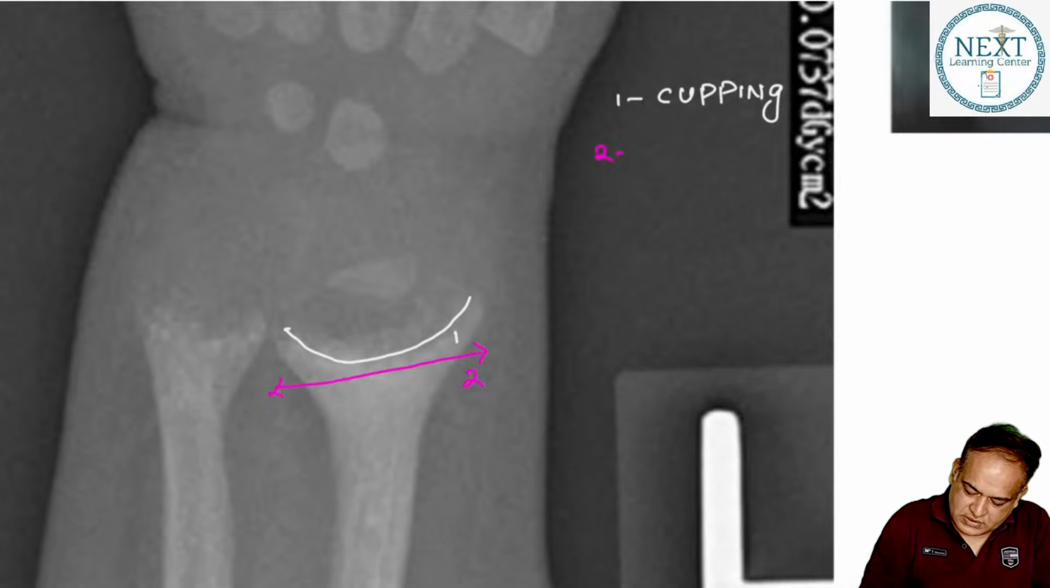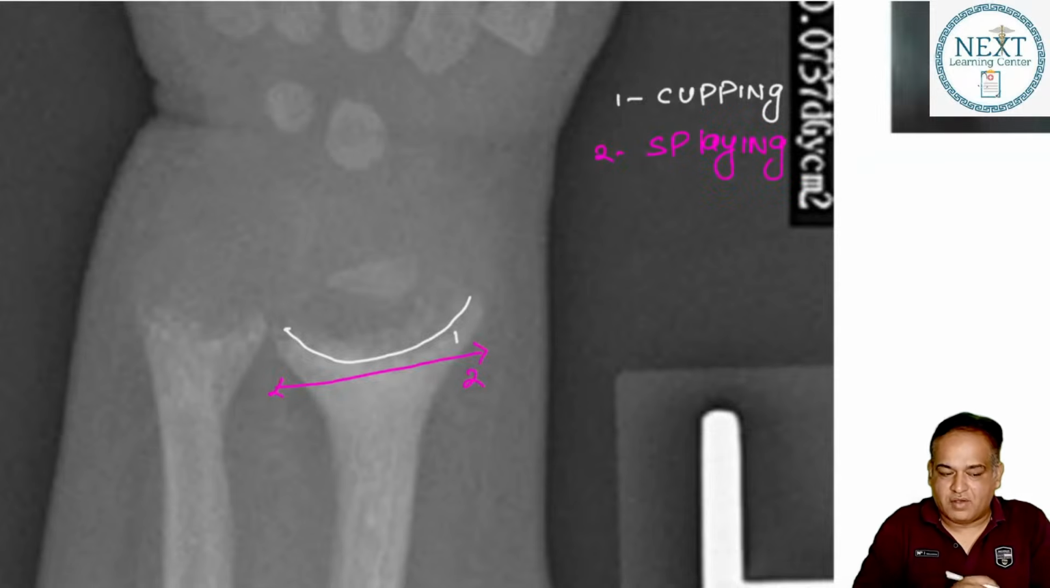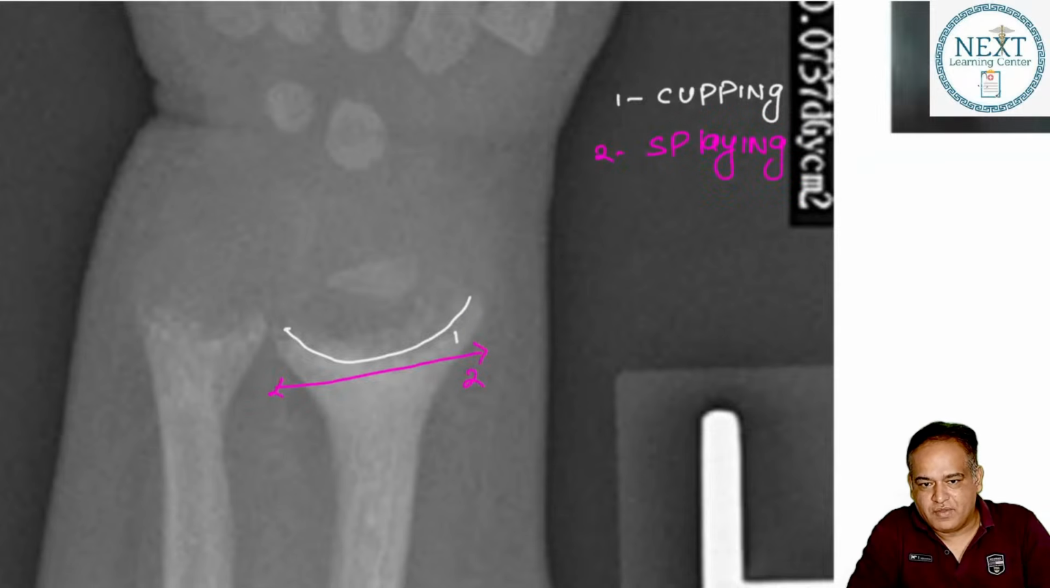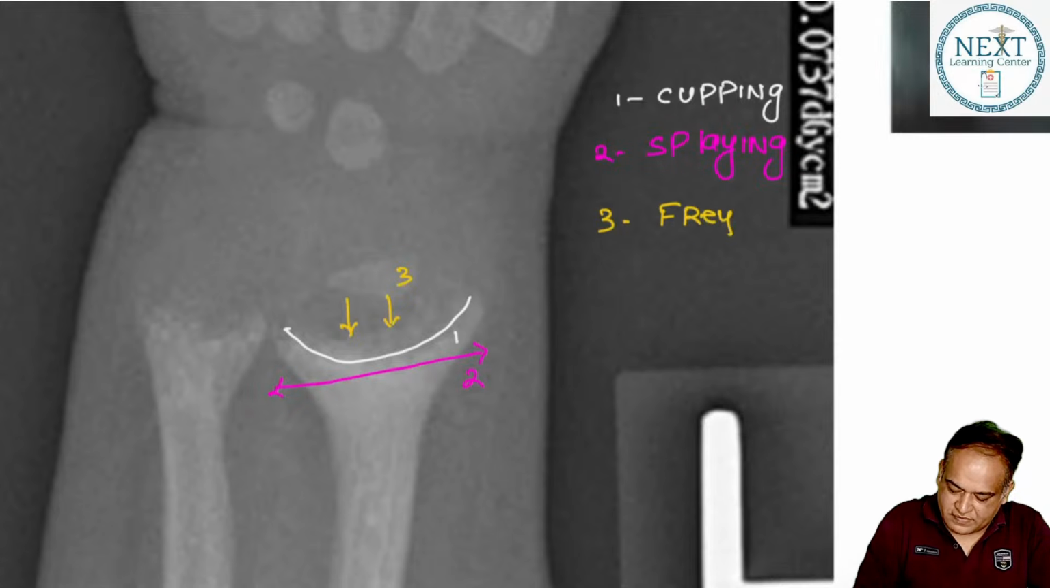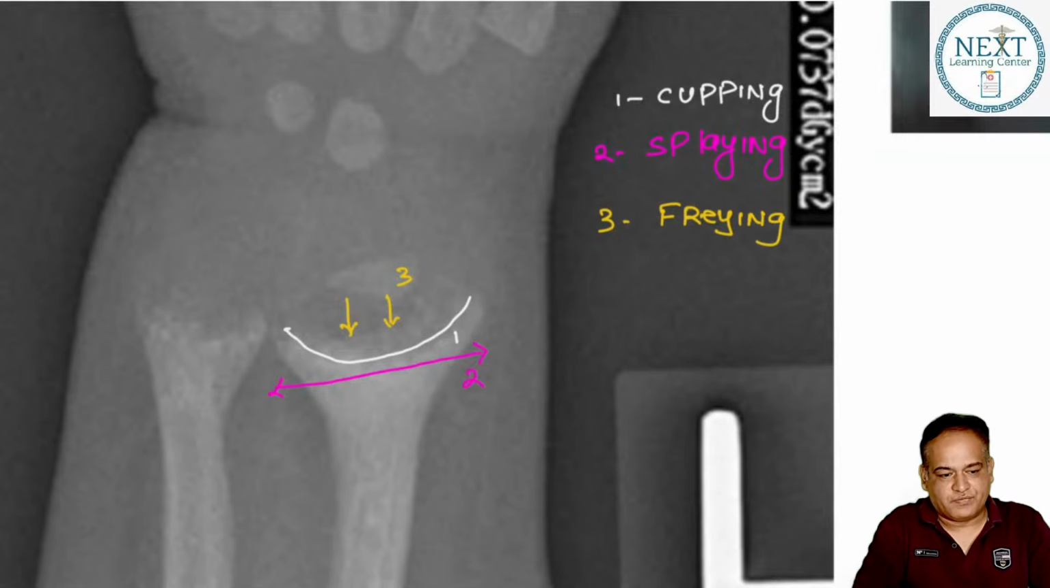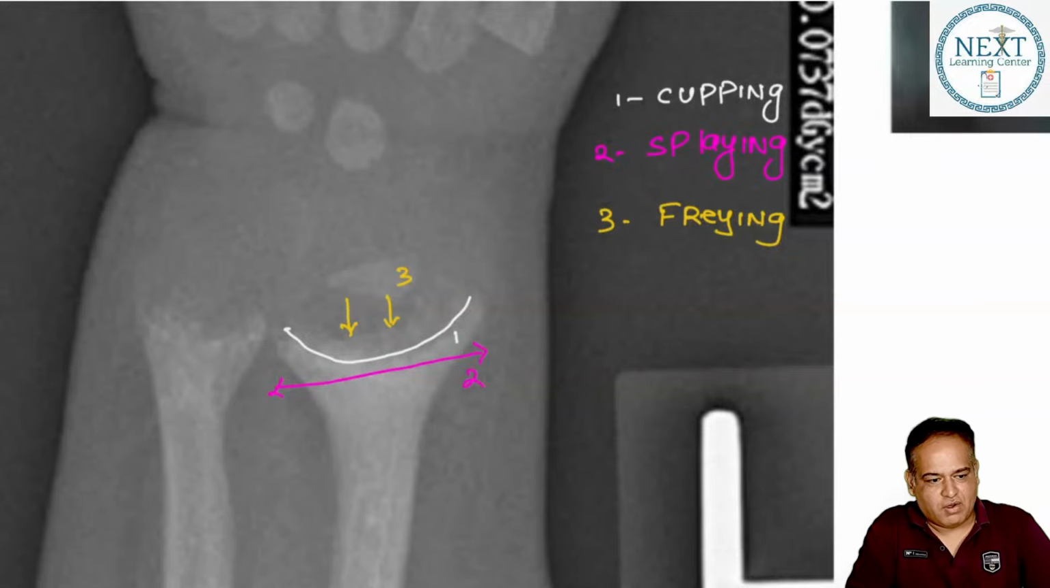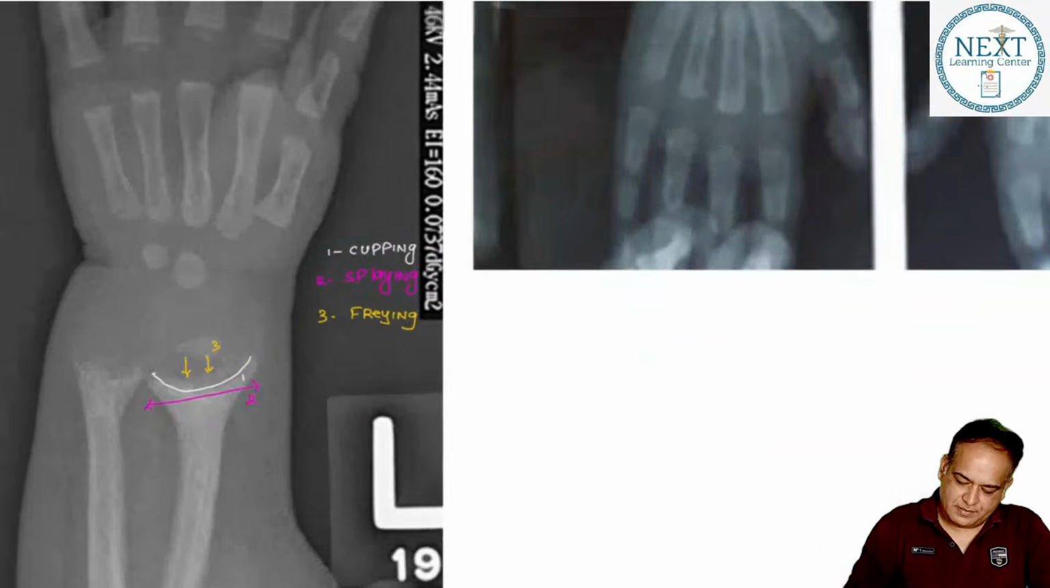So this is splaying of metaphysis, right? Then you get to see the third thing, the rough edges. So what are these rough edges? That is fraying of the metaphysis. So cupping, splaying, and fraying of metaphysis you get to see in rickets, right?